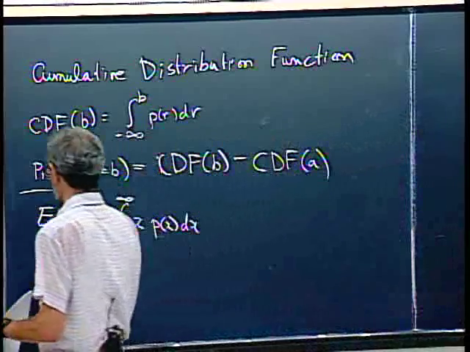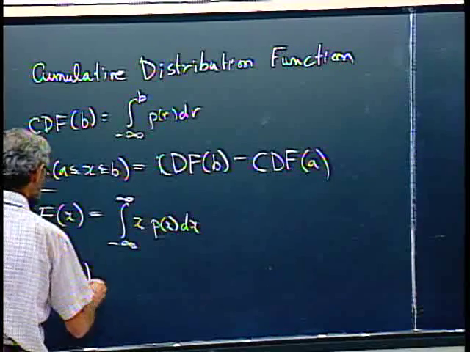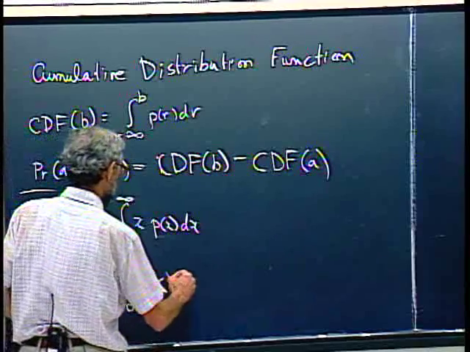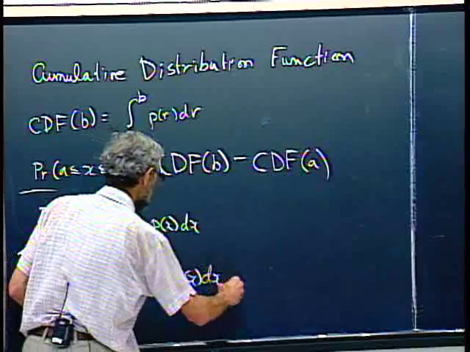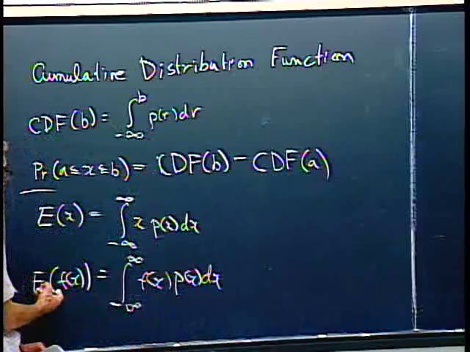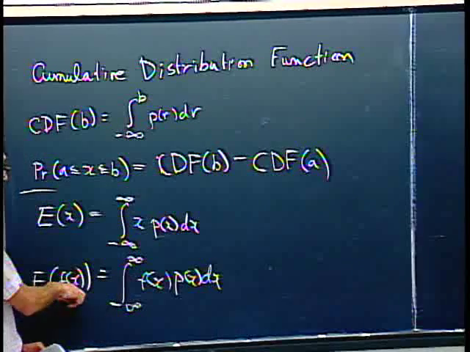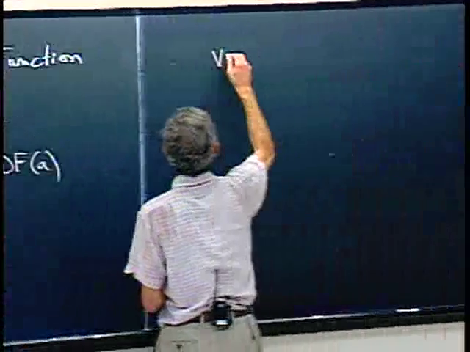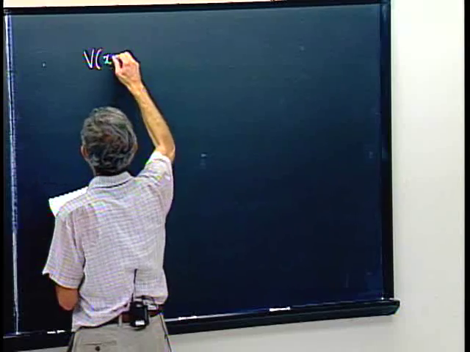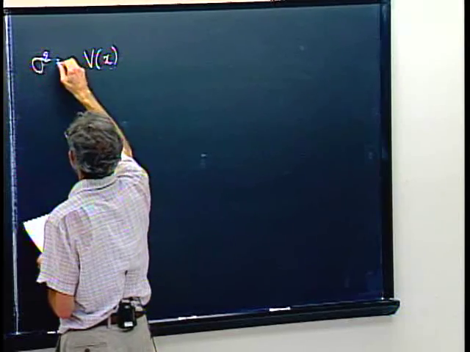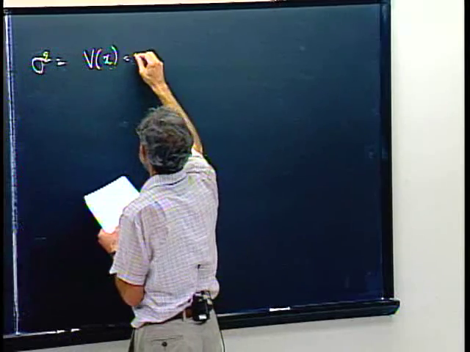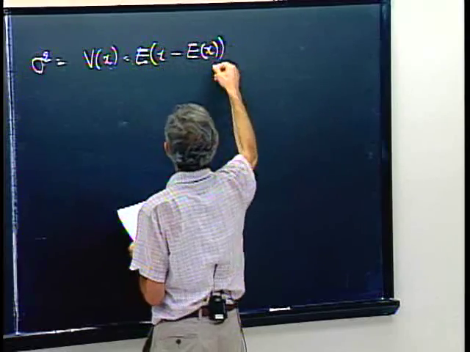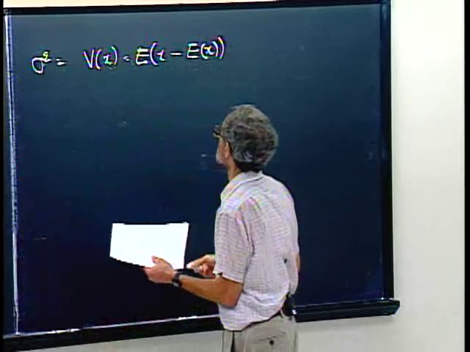So the same thing for f of x. E of f of x is just the integral from minus infinity to infinity of f of x, p of x, dx. So that's the expected value of this continuous function of this continuous variable. And similarly, we can have the variance, which the book calls sigma squared, and that equals the expectation of x minus its mean squared. This expected value you can think of as the mean.